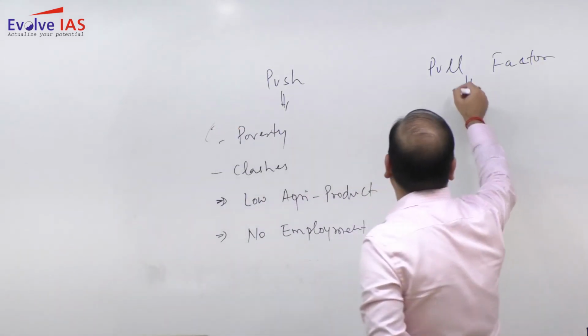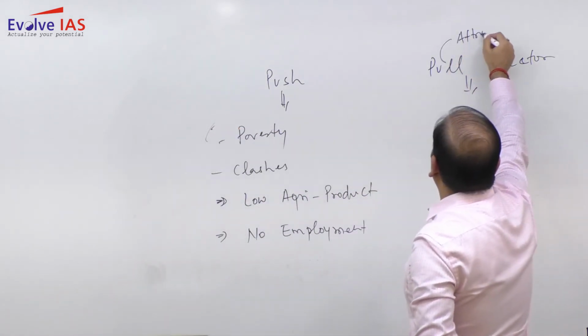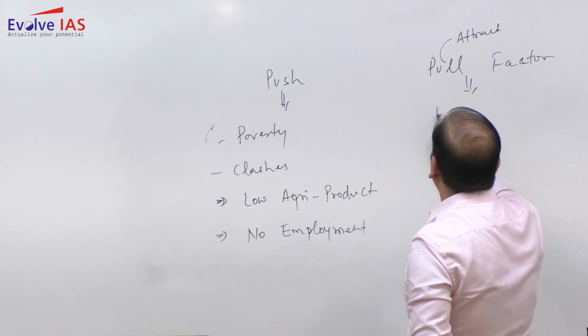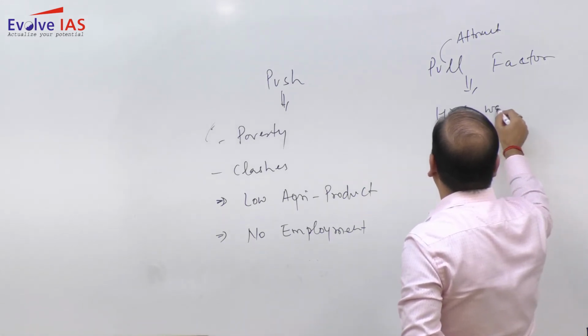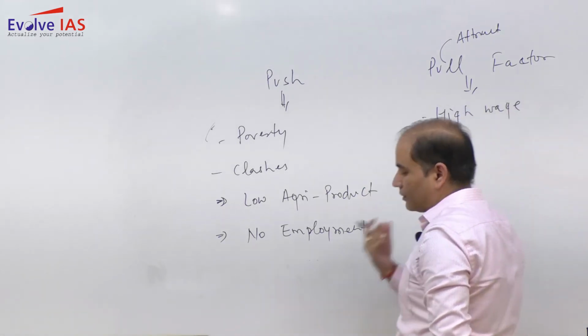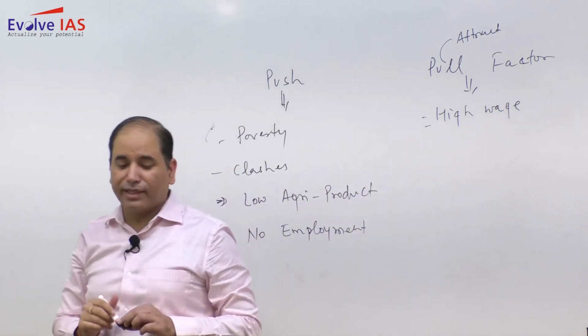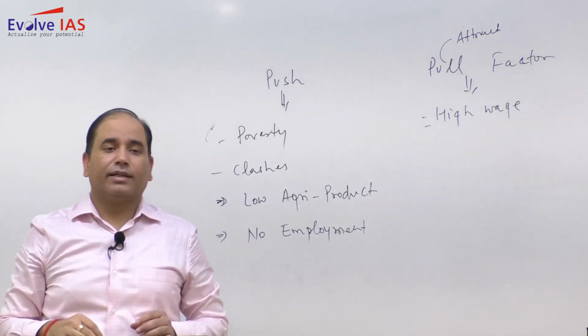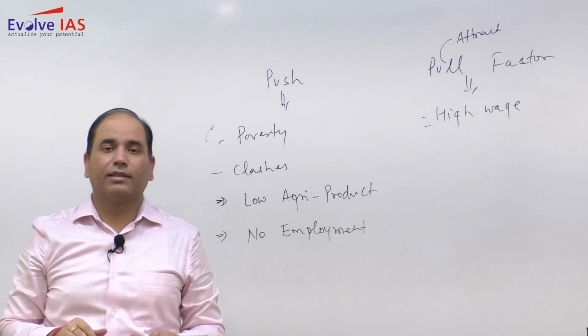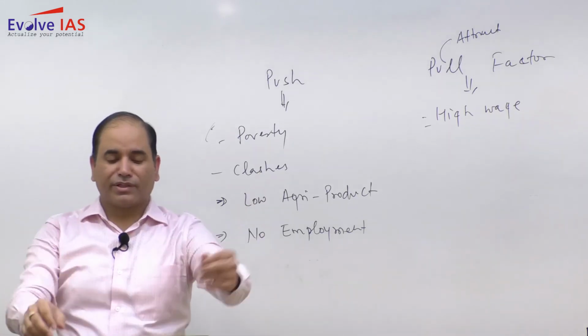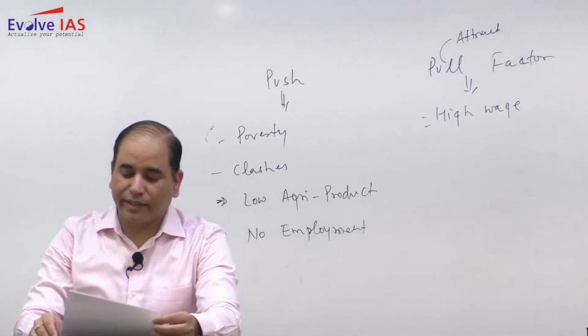whereas pull factor is simply attractive. So attractive, it can be a high wage rate, it can be good economic opportunity, industries are there, electricity is there, hospitals are there, transportation is there. So that is what you need to write.